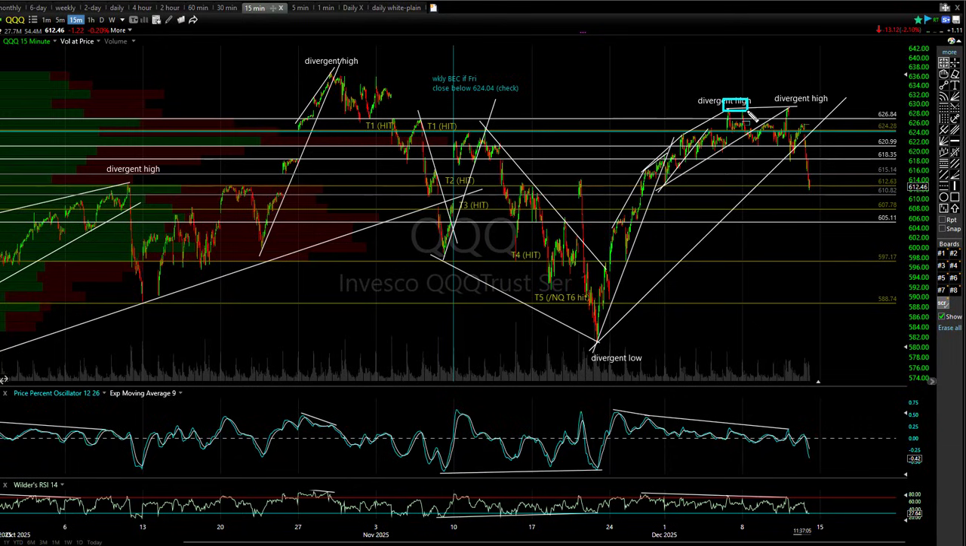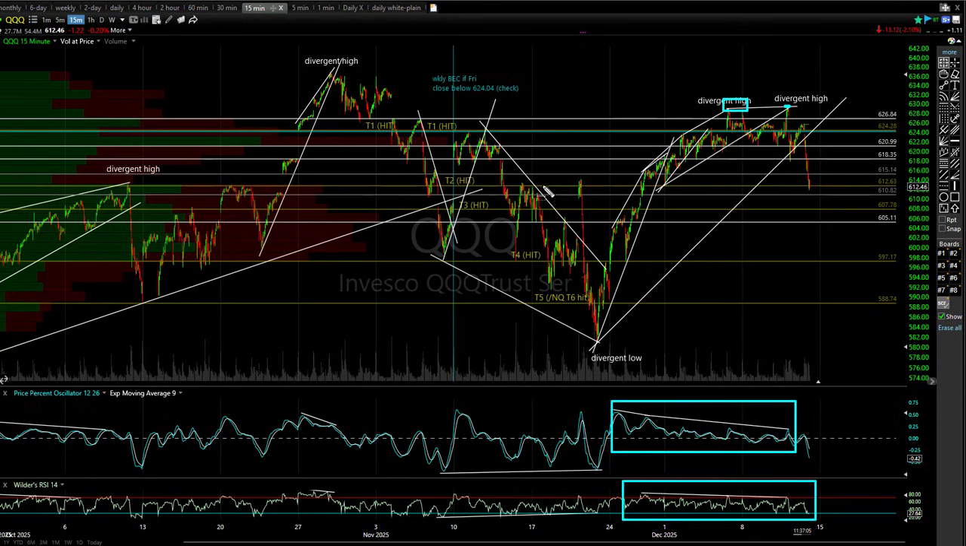So we put in this divergent high. Recently made a ever so slightly marginal new divergent high, again on this little 15-minute time frame, right? The NASDAQ 100, those sell signals I gave you back a couple months ago, the end of October, are still intact.